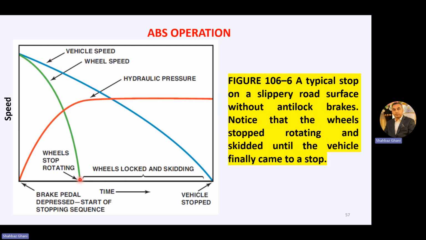Braking effect comes into action. The wheel stops rotating, and from this point till this point the wheel is stopped, but the vehicle is still moving, and the vehicle stops here. So this is the wheel lock and skidding distance, which is covered due to the inertia or the speed at which we were traveling.